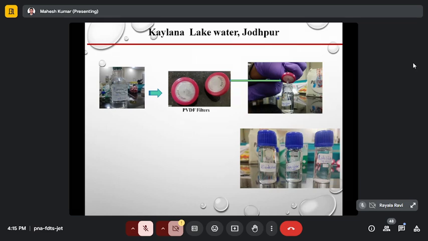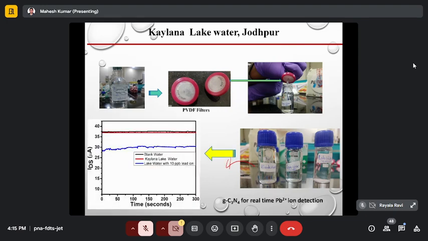If some water or something is there, our sensor should not be disturbed. And particularly here we have taken this one. So this is our DI water. Here, this lake water is there, so the change is almost negligible.